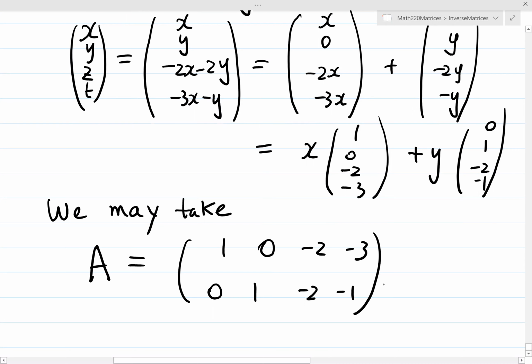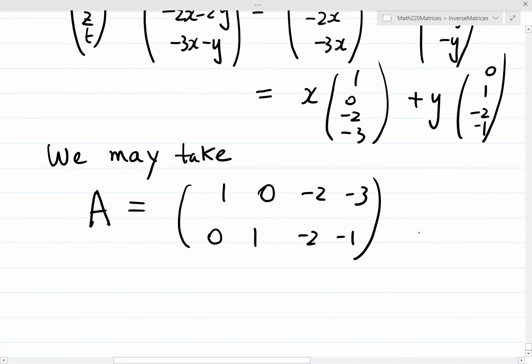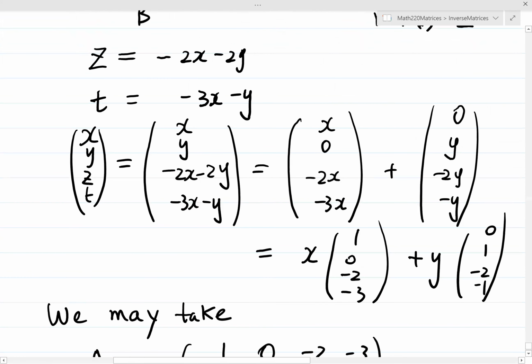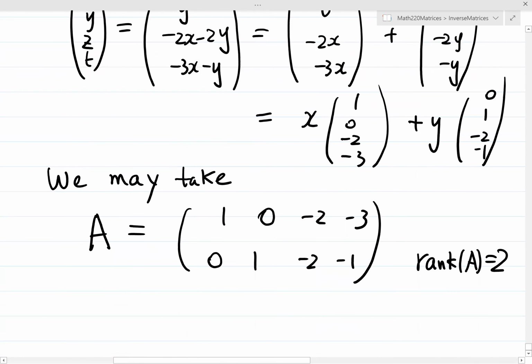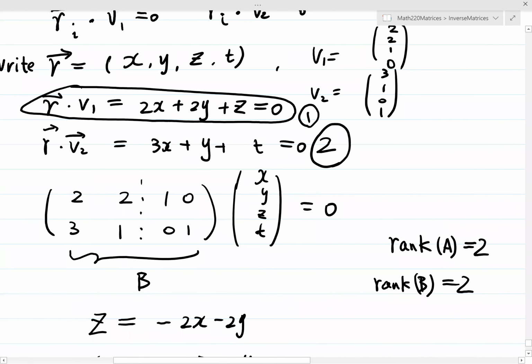And 0, 1, negative 2, negative 1. Okay, you check this: rank A is 2. The 2 row vectors are linearly independent. Rank A is 2, and the row vectors come from the solution that we solved. So the 2 row vectors are linearly independent and orthogonal to the 2 given vectors v1 and v2.